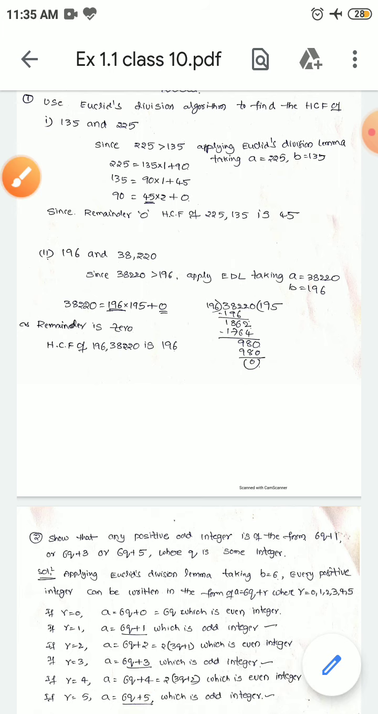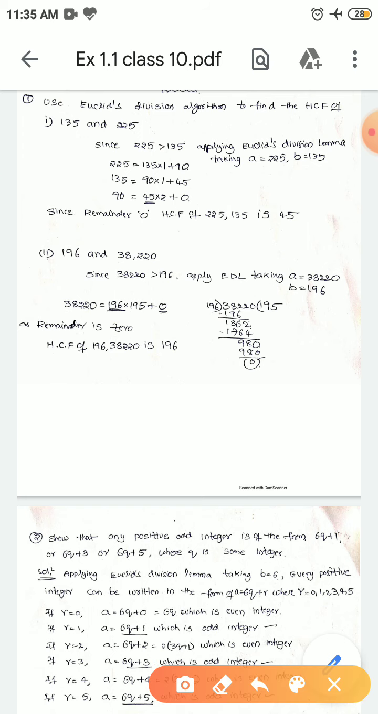Okay, now let us go for the second problem. Actually the second problem can be done as homework, but the given numbers are very big and mostly students may get confused. That's why I am giving the solution for this problem also. 38,220 and 196 are the two numbers given here. 38,220 is greater than 196. Apply Euclid division lemma, EDL, by taking a equals 38220 and b equals 196.